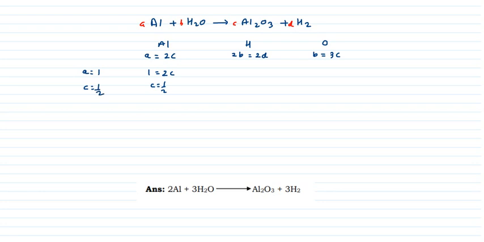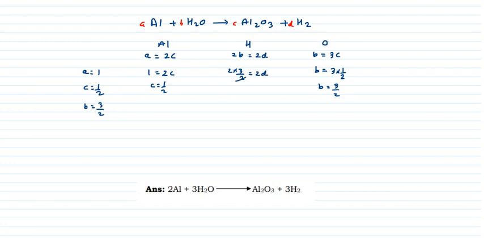Now you can take this B. B required. B is equal to 3C. Matlab 3 into 1 upon 2. That means B is equal to 3 upon 2. So write it down here. B is equal to 3 upon 2. Same thing. Now you require a D. So put it here. 2 into B, which is 3 upon 2, is equal to 2D.